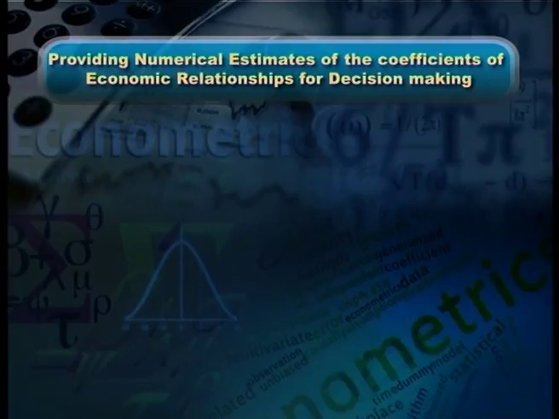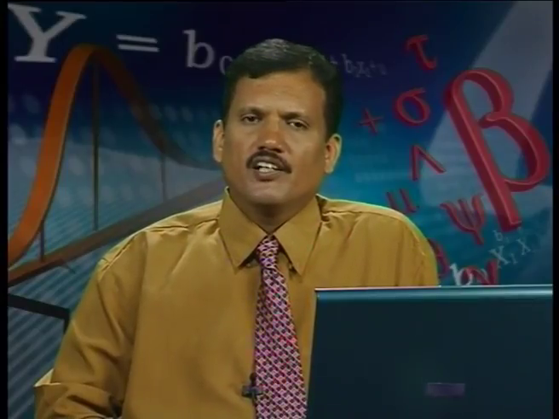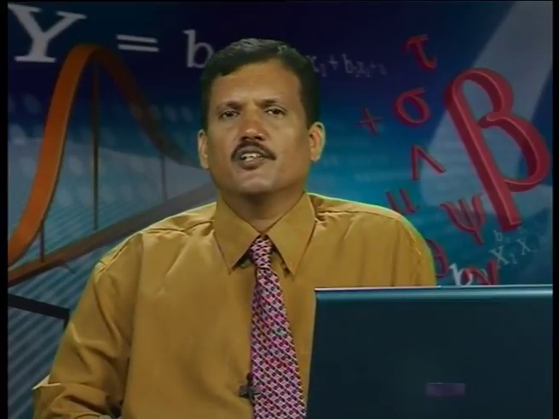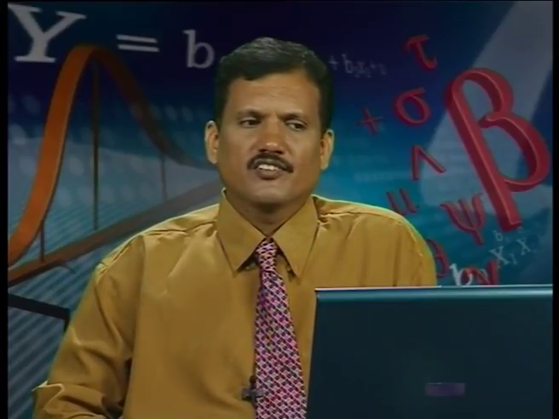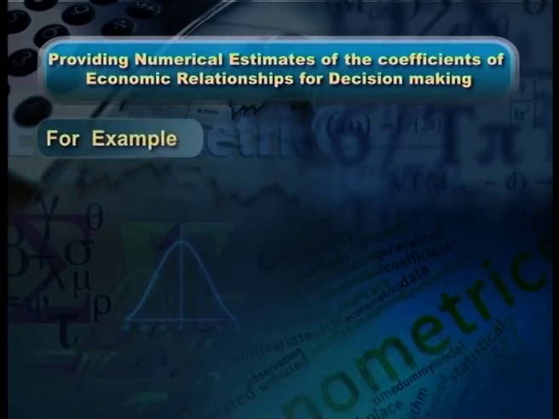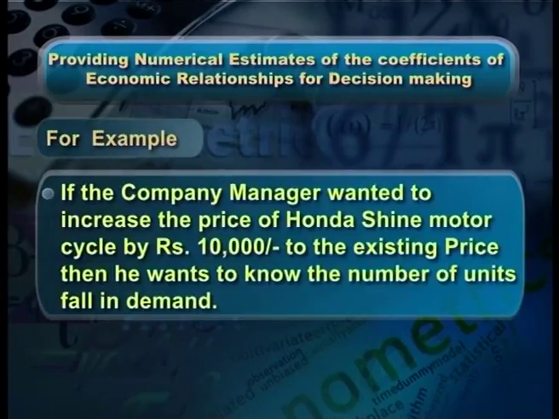Then, the second point is providing numerical estimates of the coefficients of economic relationships for decision making. As I said earlier, in economic theory, mathematical economics and statistics, decision making is not possible. Only in econometrics we can forecast. How is that? For example, if the company manager wanted to increase the price of a motorcycle by 10,000 rupees to the existing price, then he wants to know the number of units of fall in demand.